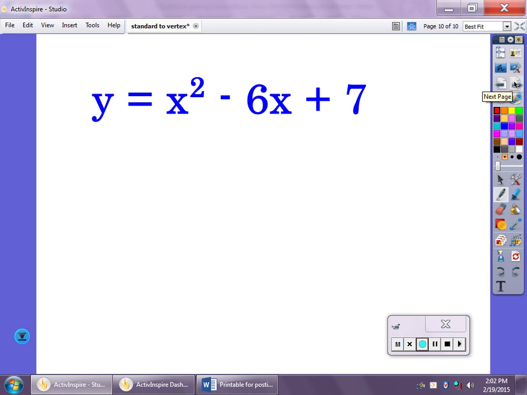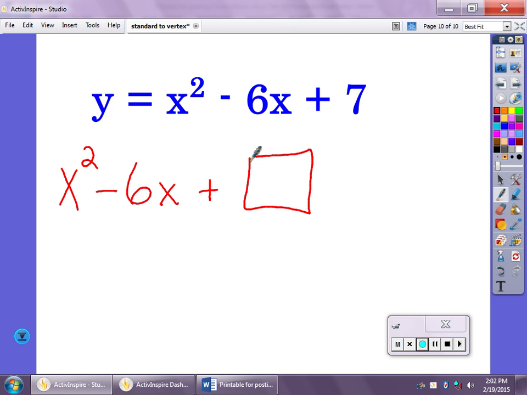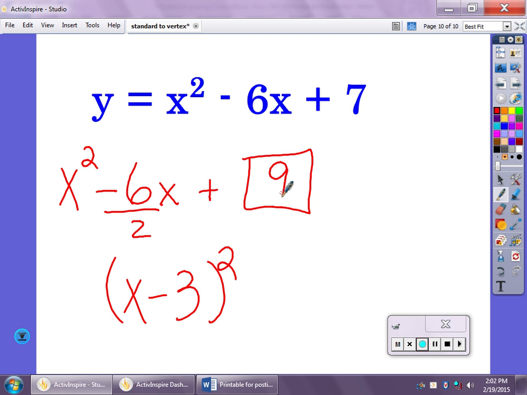Okay, this one is from your homework sheet. So let's look at this. We're going to start with x squared minus 6x plus what? So half of negative 6 is negative 3. And then we're going to square that. Negative 3 times negative 3 is 9. How do I go from 9 to 7? I'm going to subtract 2.